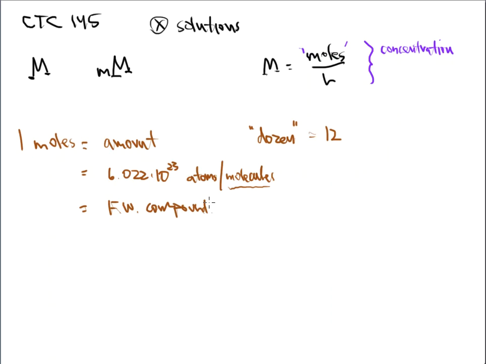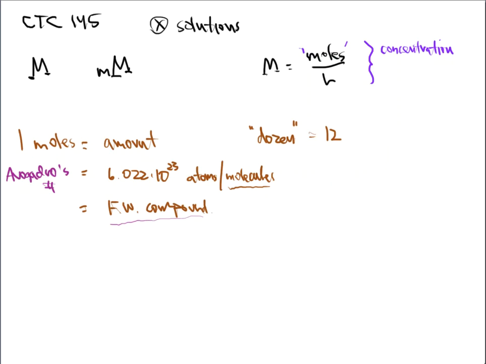If I need to get the actual number of atoms or molecules, I'll use Avogadro's number. And if I need to get the grams of stuff that I need to weigh out, which is typically what I would do in a laboratory, I would use the formula weight of the compound. So the formula weight is what I would be using most of the time throughout the semester.